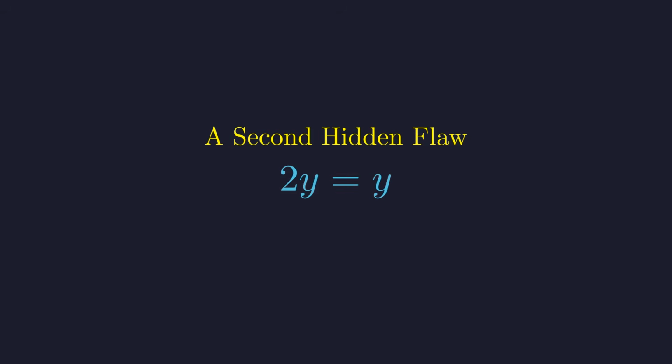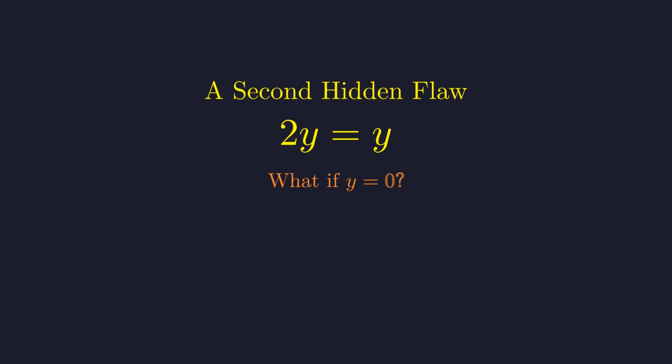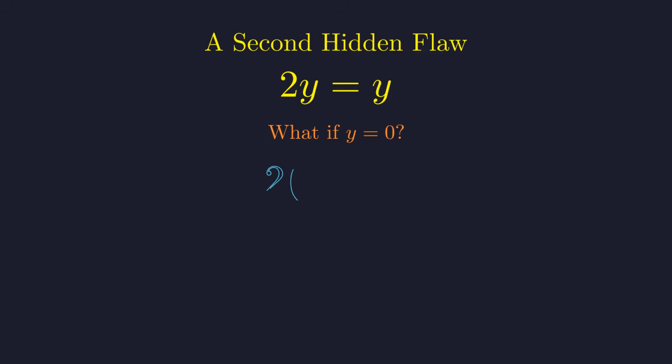But wait, there's actually another hidden issue in our proof. When we went from 2y equals y to 2 equals 1, we divided both sides by y. But this is only valid if y is not 0. But we never specified that y couldn't be 0. What if both x and y are 0? That would satisfy our initial assumption that x equals y. Let's substitute 0 for y and see what happens. Once again, we get 0 equals 0. So our proof actually contains two instances of division by 0.